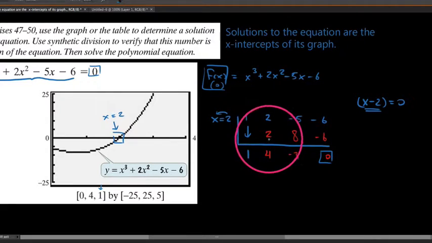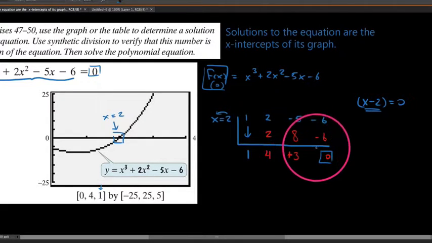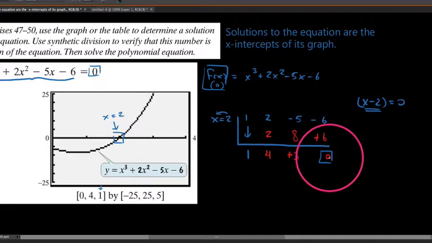2, 4, 8. Oh, there it is right there. Positive 8 and a negative 5. You guys, I must be tired. It's a positive 3. So we get a positive 6 and then a 0.